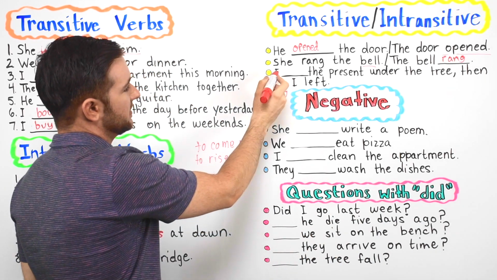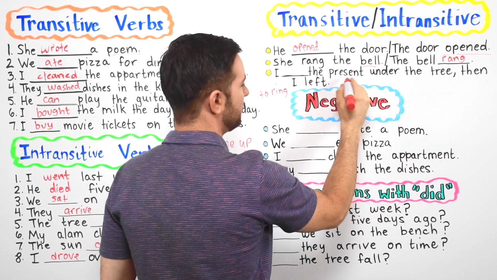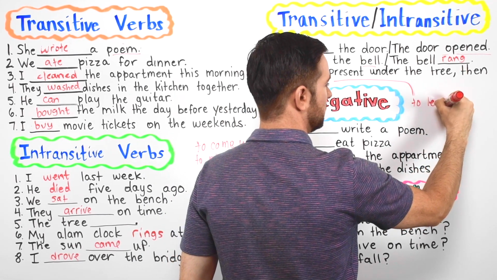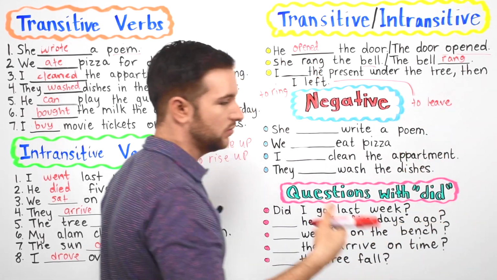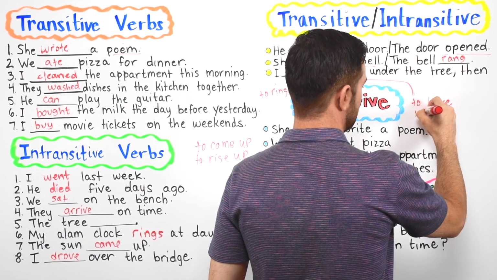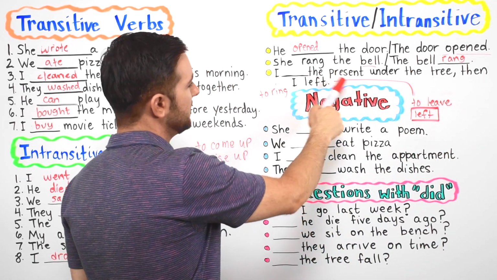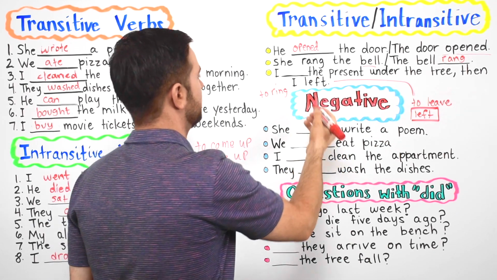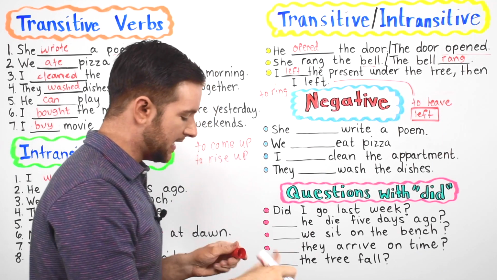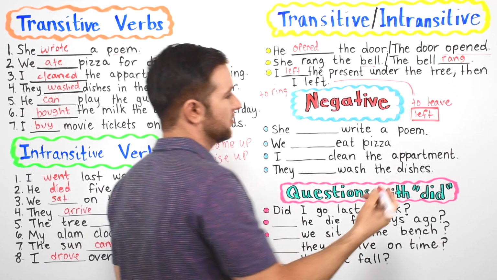And this one here, it says, I blanked the present under the tree, then I left. So left comes from the verb to leave. I leave, you leave, he, she leaves. But in the past form, it's left. So, I blanked the present under the tree, then I left. You can also say left, meaning you place something under the tree, or you set something under the tree.